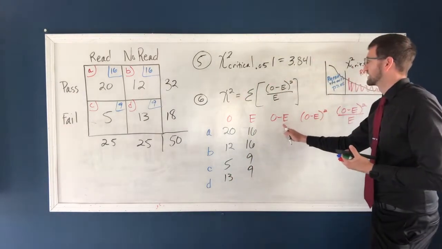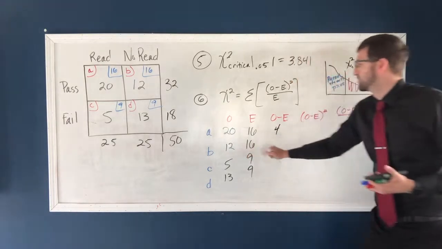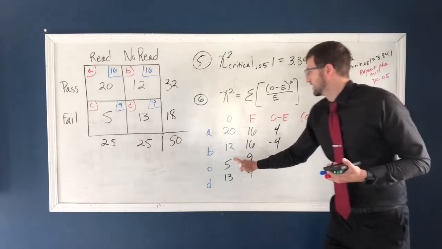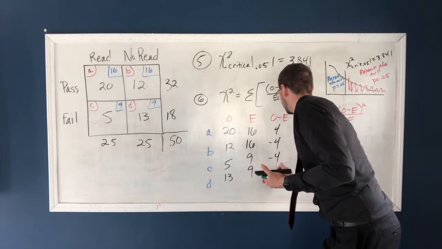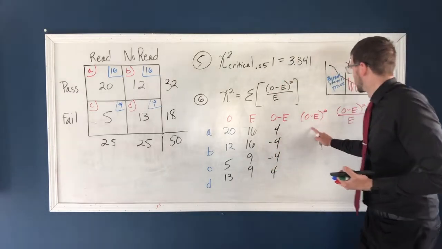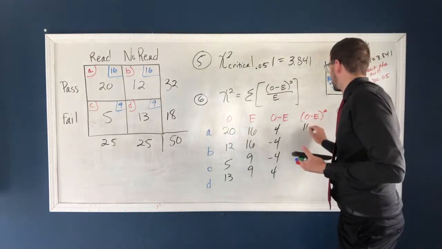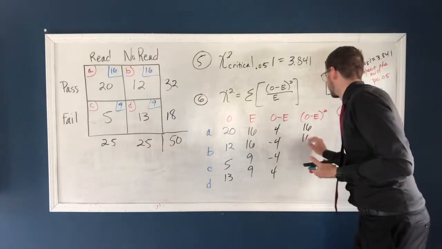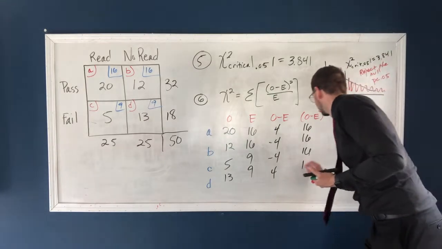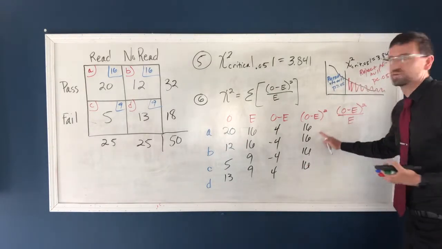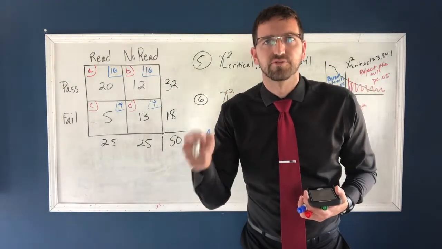Okay? Observed minus expected. 20 minus 16 is 4. 12 minus 16 is negative 4. 5 minus 9 is negative 4. 13 minus 9 is 4. And then we need to square each of these values. Well, 4 squared is 16. Negative 4 squared is 16. Negative 4 squared is 16. 4 squared is 16. Okay? And now we need to divide each of these 16s by the expected value for the given cell.